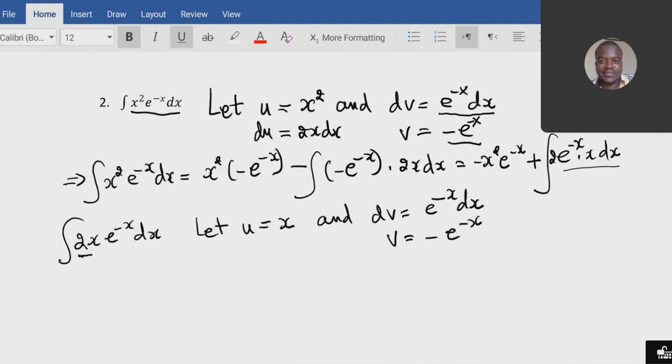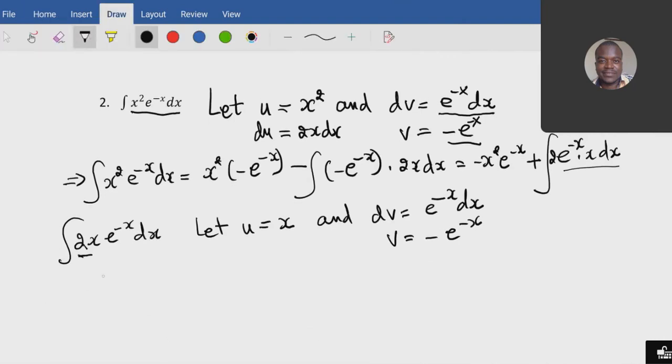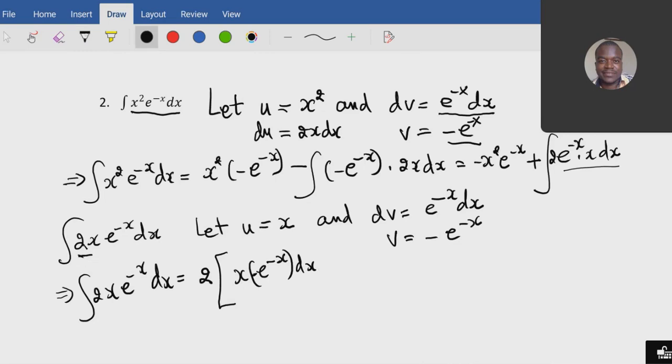If we apply it, our integral of 2 times e to the negative x times x dx becomes 2 multiplied by u times v, which is x times negative e to the negative x. There's no dx there. Minus the integral of v du. I forgot to say du is equal to dx here. So v du is negative e to the negative x dx.